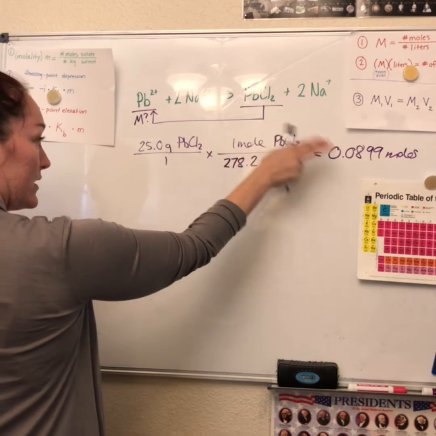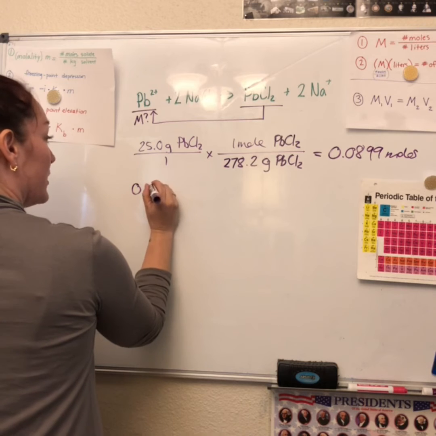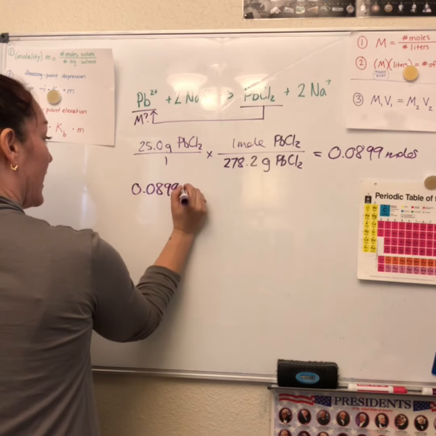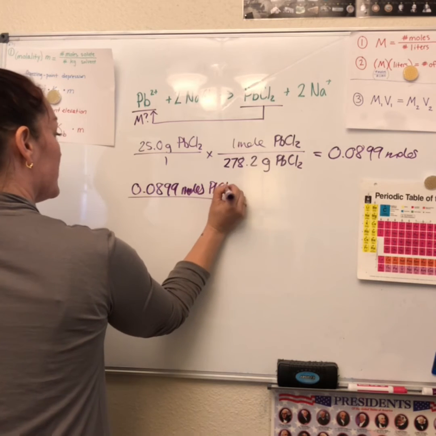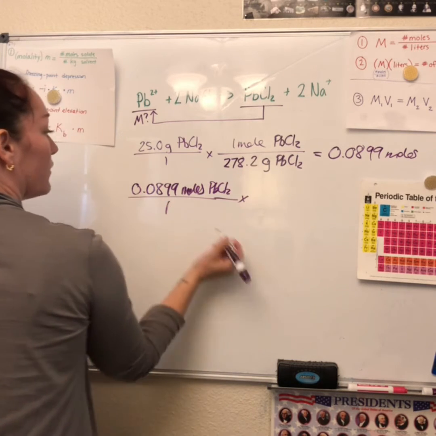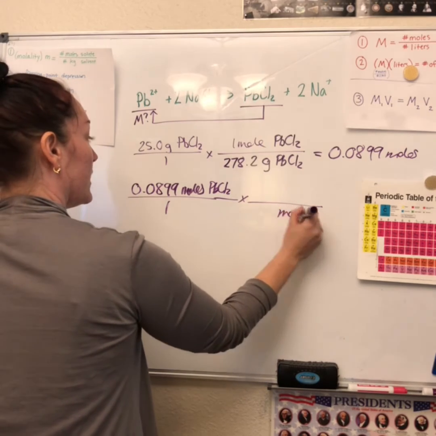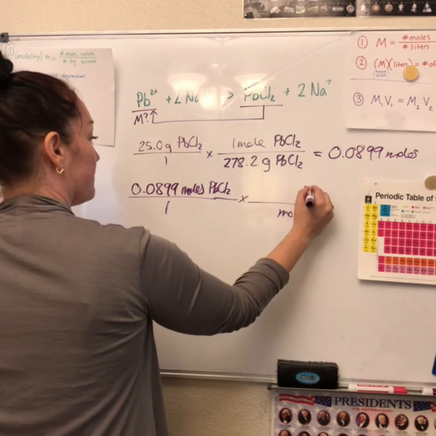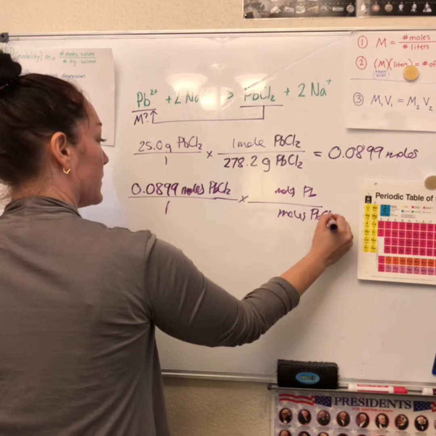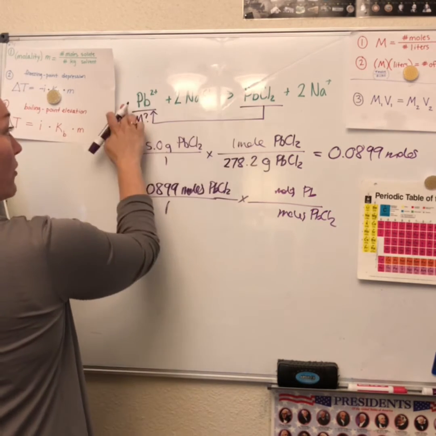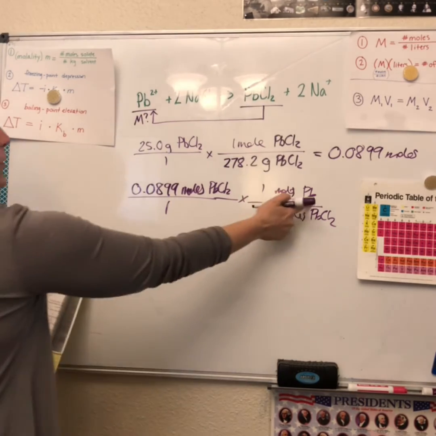Okay, so now I'm going to use my moles of this that I just found, switch over to moles of this. 0.0899 moles of this PbCl2 over 1, and I'm going to do Pb on the top, moles of this. Okay, so I look at my coefficients, it's a 1-to-1 ratio, so I'm going to end up with my same number for moles of this.